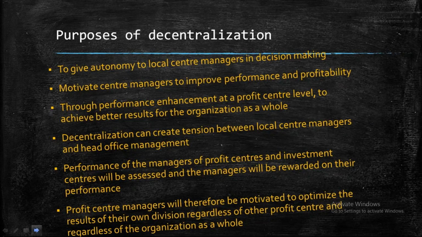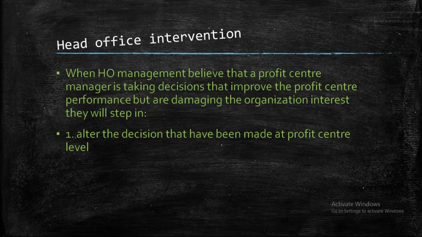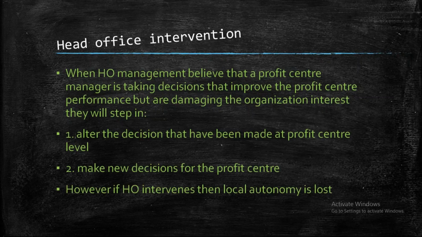So the ideal situation is to allow negotiations to happen, but sometimes through negotiation, you might find things not getting optimized, and there may be scenarios where the whole organization ends up with losses. Head office intervention is good where the organization's interest would otherwise be damaged: we step in, alter the decisions made at profit center level, and make new decisions. However, the moment head office starts intervening, the autonomy is lost. The independence the people had is lost, and it can create a lot of dissension and demotivation.